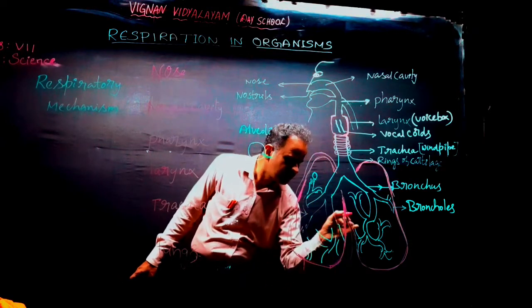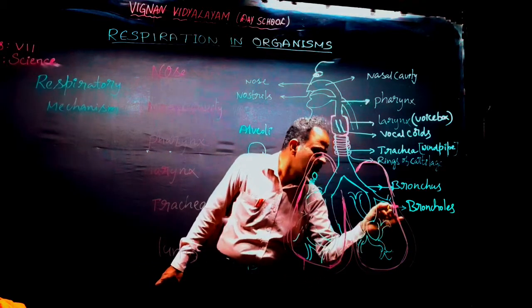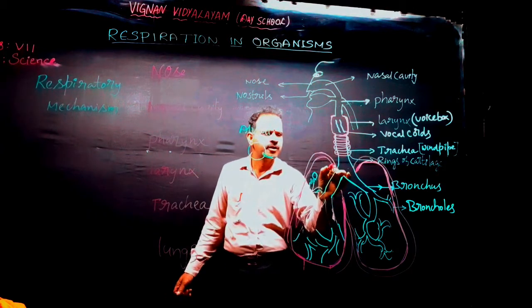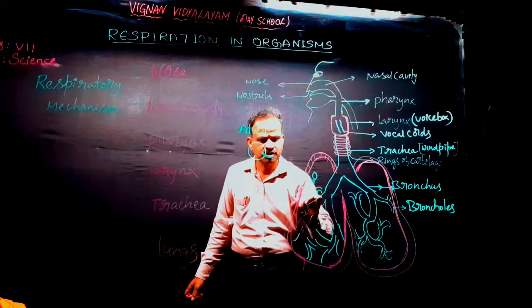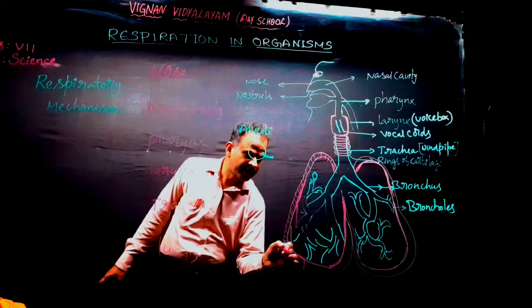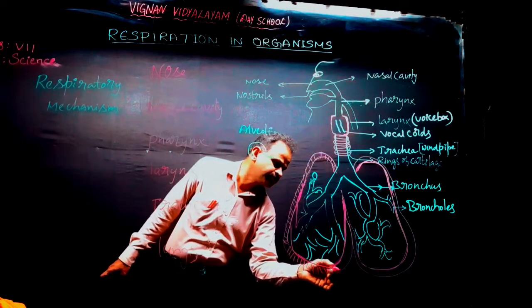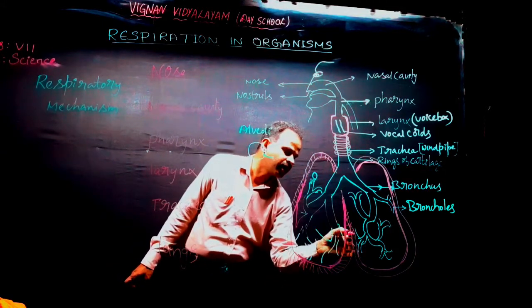Lungs are covered with a membrane. This is called pleural membrane. It is sponge-like tissue, so this contains several air gaps, air chambers. These air chambers are called alveoli.